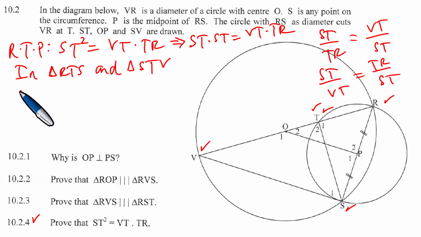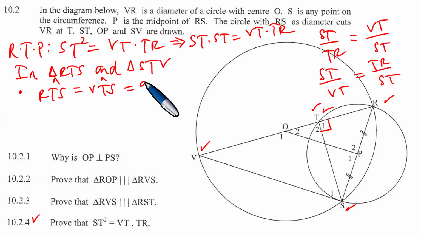But first things first, we're going to note that we have that the angle RTS, this one here, is equal to the angle VTS, which is equal to 90 degrees.